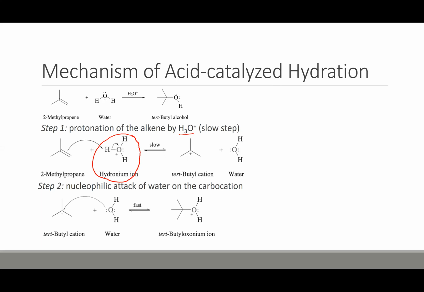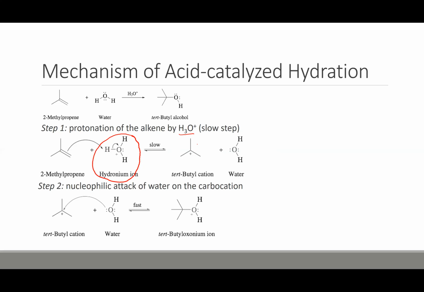So this hydronium ion is going to protonate the double bond. Double bond opens up, it's a nucleophile, it grabs this hydrogen and forms a carbocation. That carbocation is going to form on the more substituted carbon to be stable. And this is the slow step of the reaction, just like in our HX reaction.